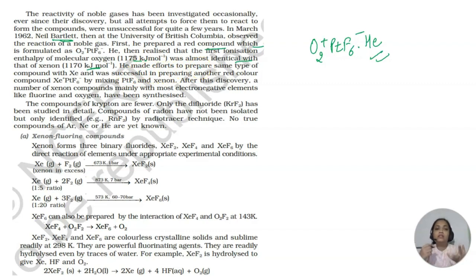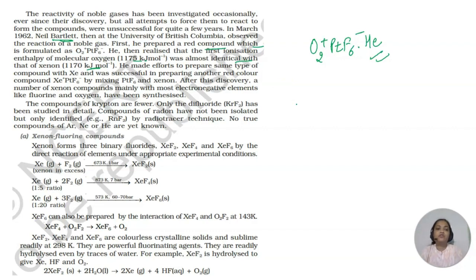So usually the compounds that we get are xenon compounds. Mostly you will find xenon compounds, and that too with the electronegative elements like fluorine and oxygen were synthesized. Compounds of krypton are fewer. Only krypton difluoride has been studied in detail. Radon compounds have not been isolated. And for argon, neon, helium, no true compounds are known yet.